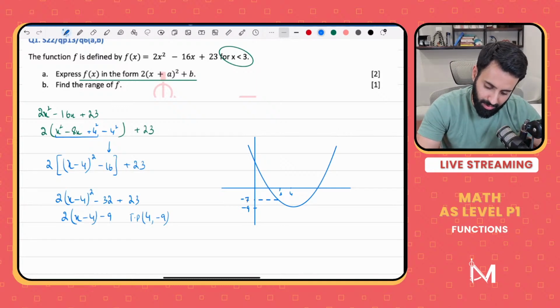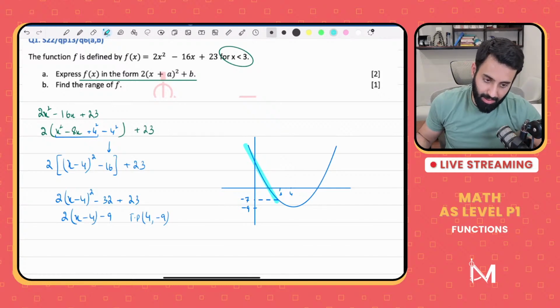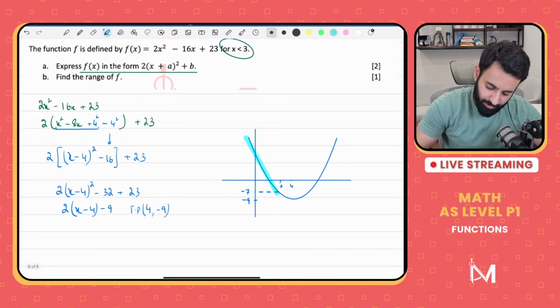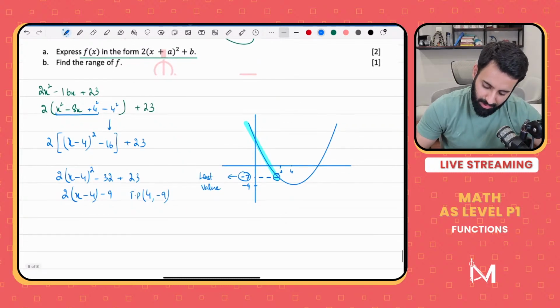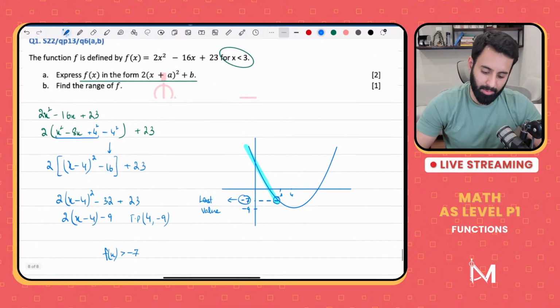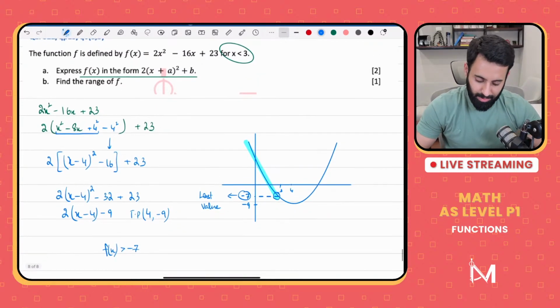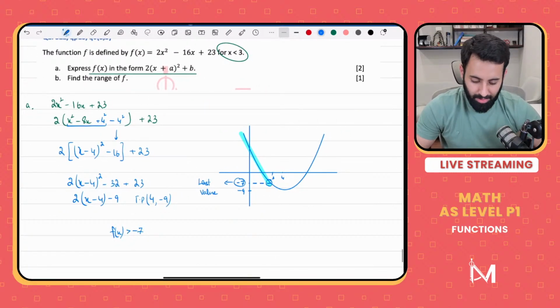Now, if you're only allowed to look at this part of the curve, then what would you say the range is? Notice the least value is minus 7. Here's the least value, which is minus 7. And all the other values are greater than minus 7. So that means the range is f of x is greater than minus 7. Not even greater than or equal to, because 3 is not included. So as per this domain, it's greater than minus 7.